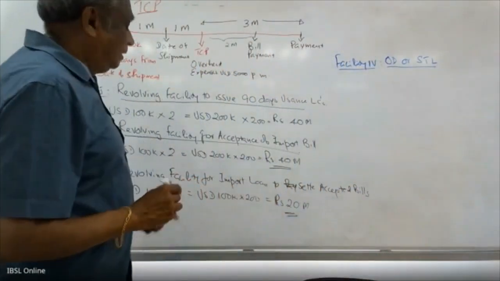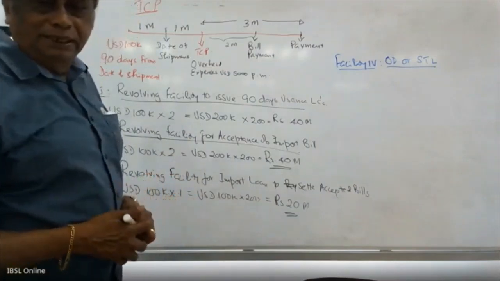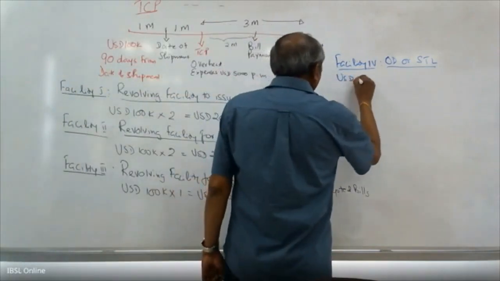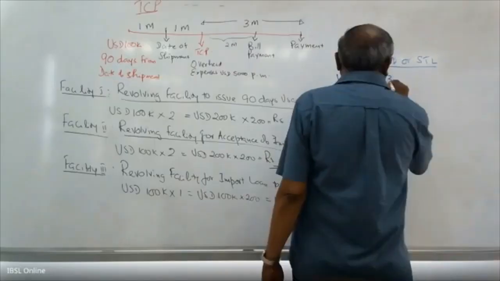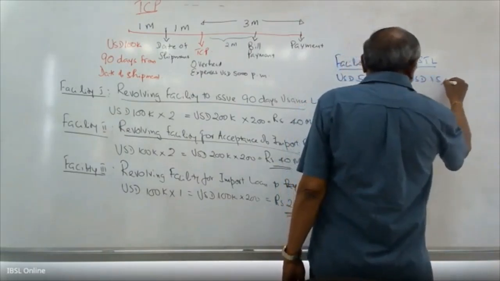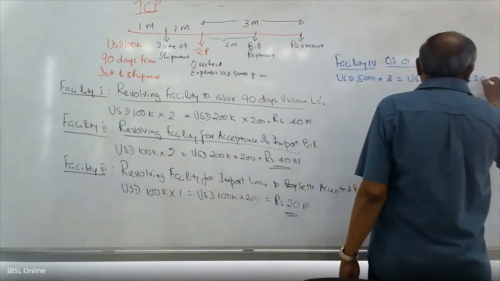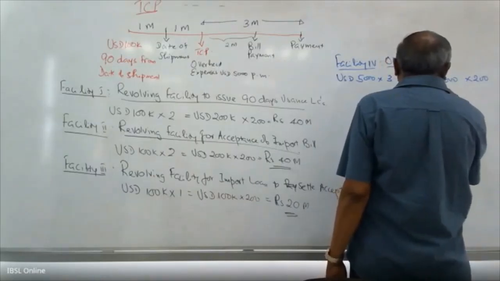To settle overhead expenses of US dollars 5,000 per month. Right? So US dollars 5,000 into 3 months, US dollars 15,000 into 200, that is rupees 3 million. Very good.